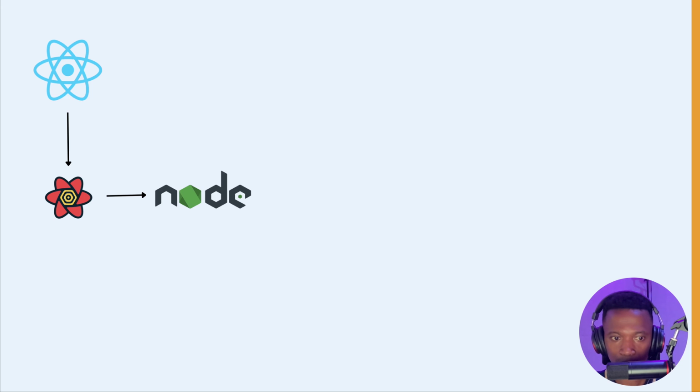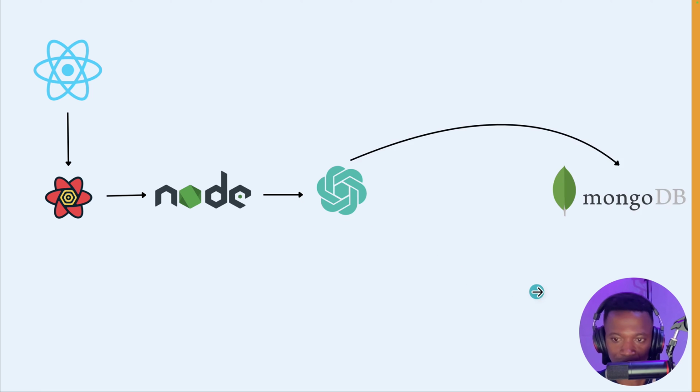And in here, this is where we're going to talk to the API from OpenAI using DALL-E 3. At this point, the image from OpenAI has been generated. It is up to us to save those images. This is where MongoDB comes in.